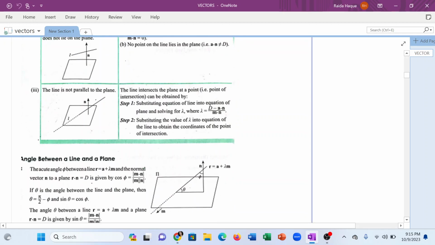Moving on to our third scenario, which is the line is not parallel to the plane. So what is happening is the line is intersecting the plane at an angle. So the line intersects the plane at a point, that is the point of intersection, which can be obtained by, so we also have a method of obtaining the point of intersection, which is often asked, substituting the equation of the line into the equation of the plane and solving for lambda, where lambda equals d minus a dot n by m dot n.